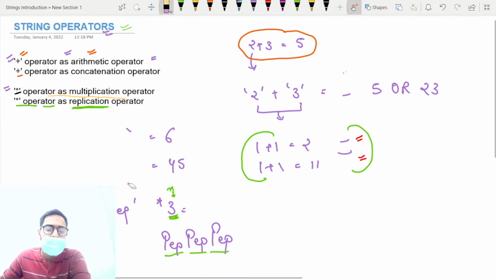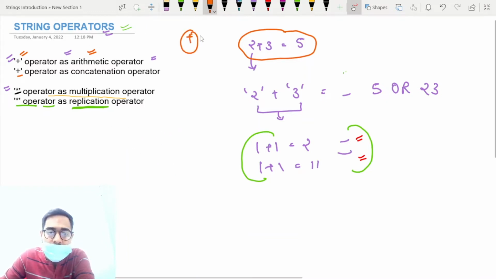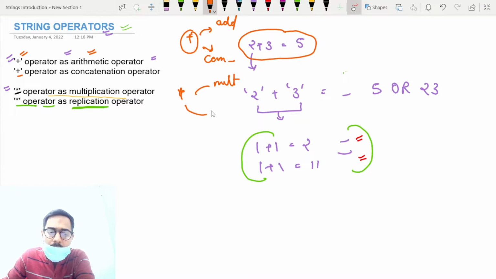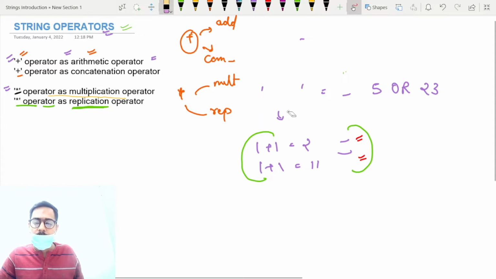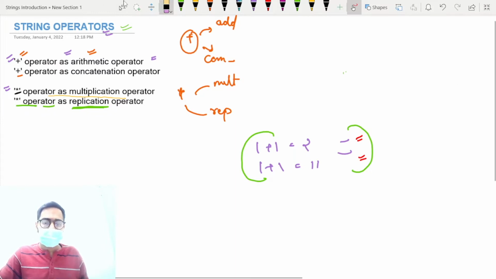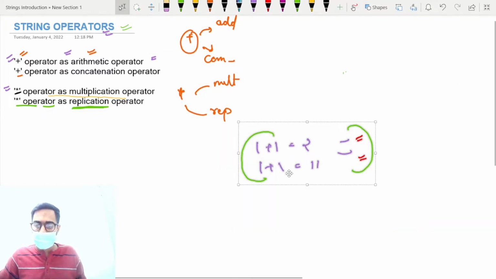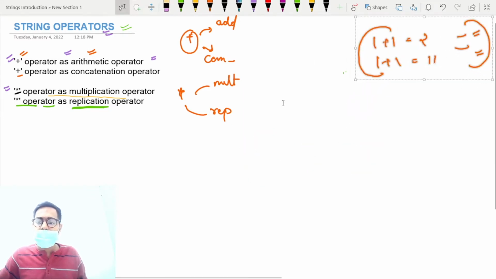Now I'll be writing several things to differentiate when the plus operator acts as addition or concatenation, and when the multiplication operator acts as multiplication or replication. Determine the answers for these, and this one question is left. Just keep it over here; at last we'll find the solution for it.